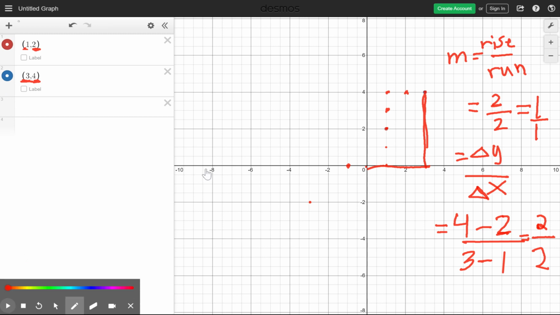Does anybody have any questions about finding the slope? Okay, go ahead, and I'm going to look at the points that you gave me here in the chat box.